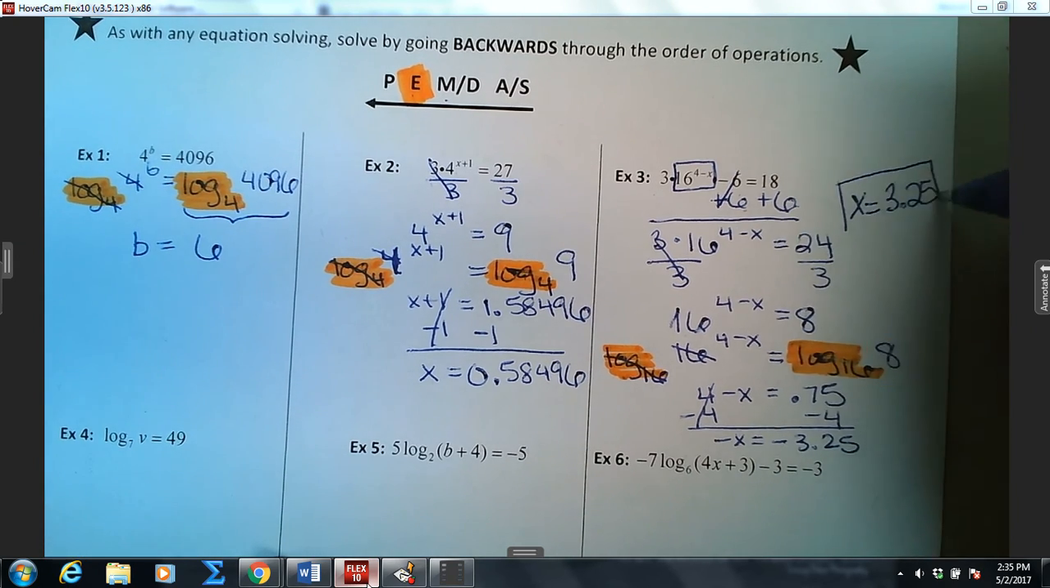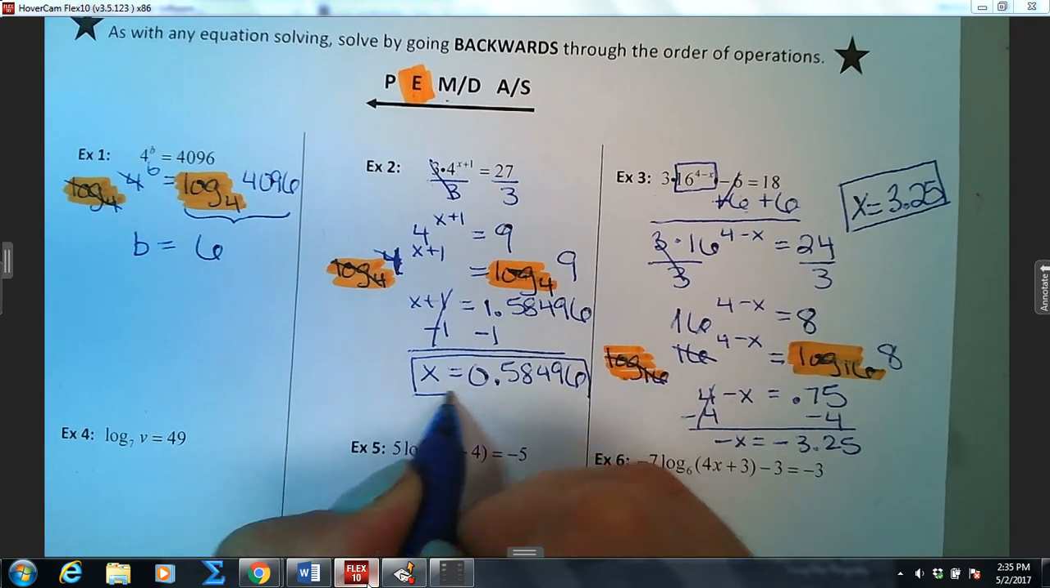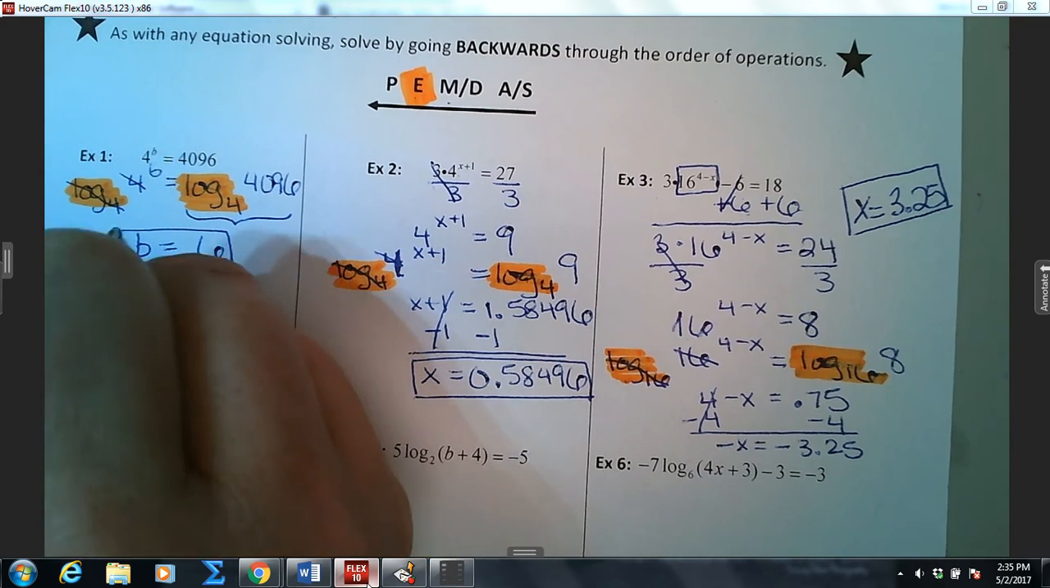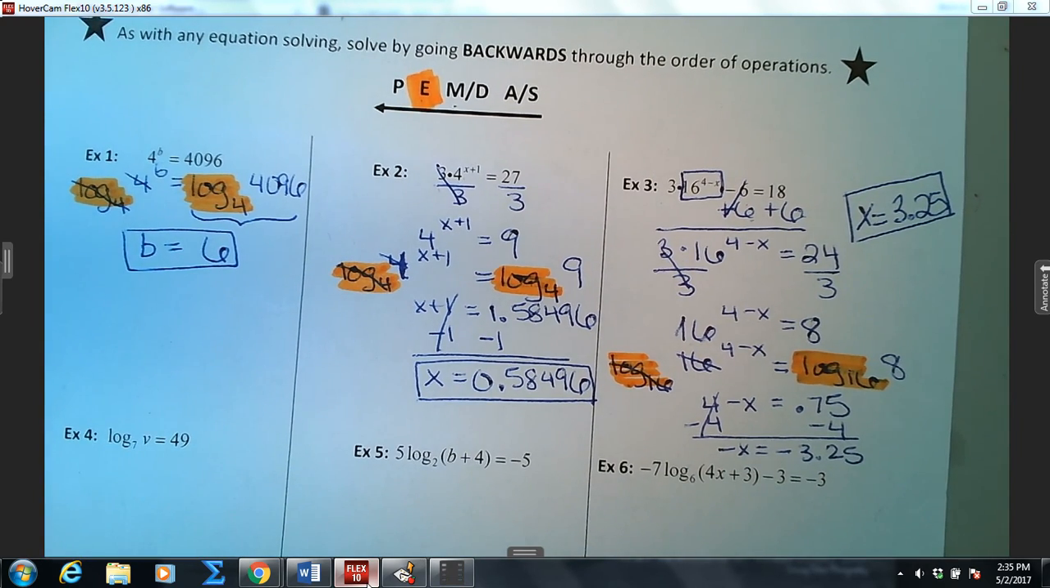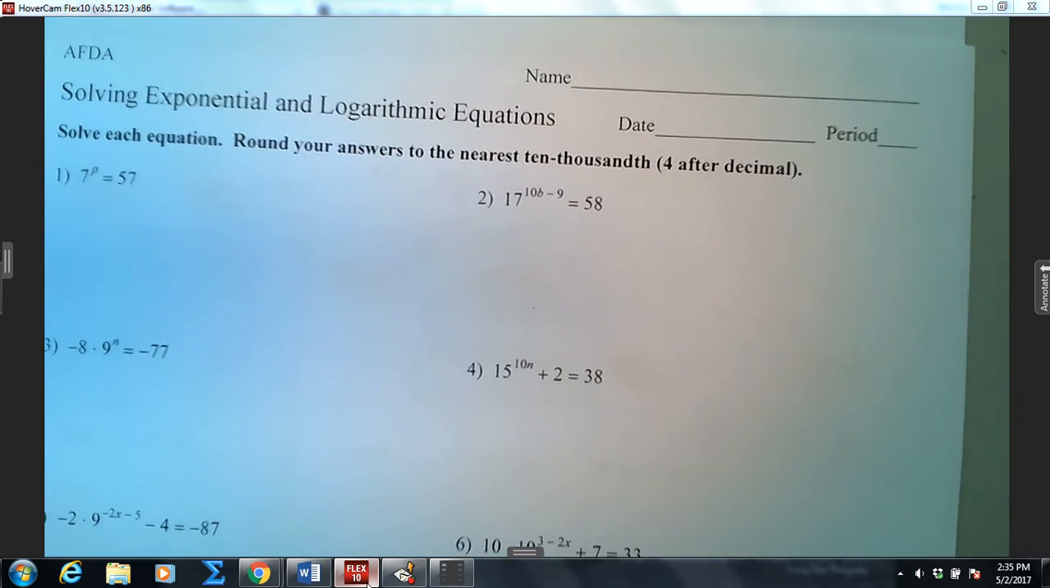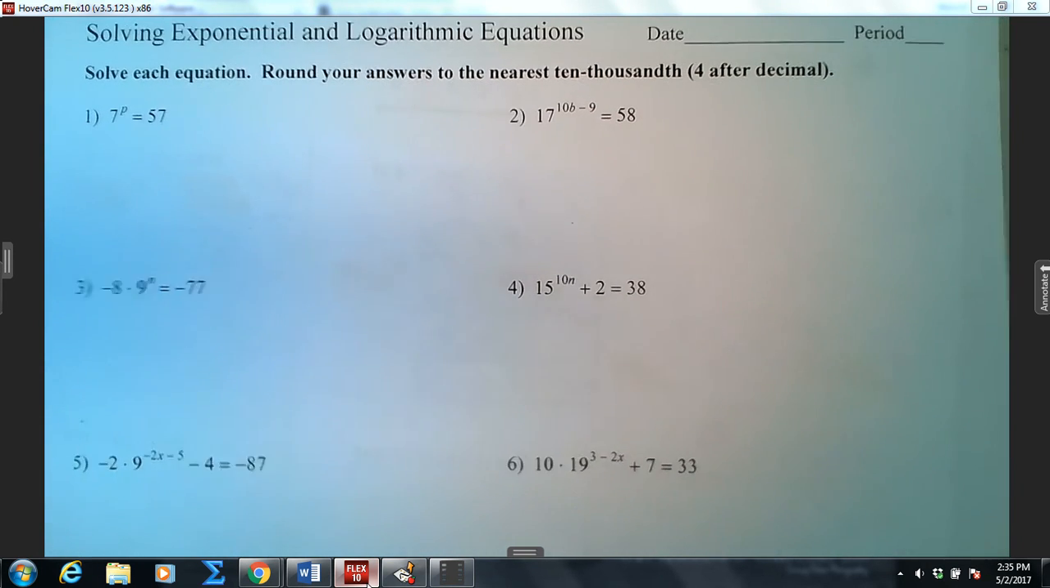Okay, that's going to finish up this set of notes. Now what I want you to do is flip this page over and get some practice of your own. Problems 1 through 6 on the back here are great practice. Ask for help. Use your notes. Good luck.